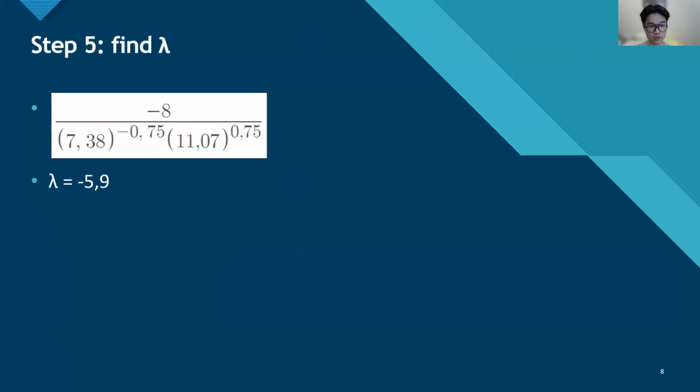After we found both values x1 and x2, we're going to substitute back into one of the original functions of lambda. In this case, I use the first one. And then here we have lambda equal to -5.9. We're looking for lambda here because it is going to be used for the next problem, which is the Hessian matrix determinant.